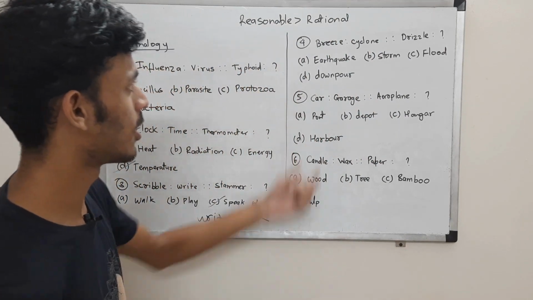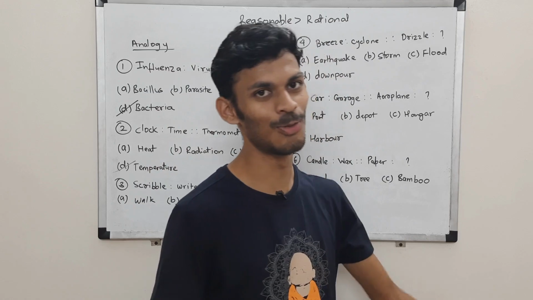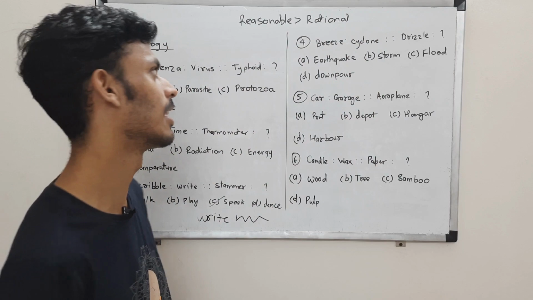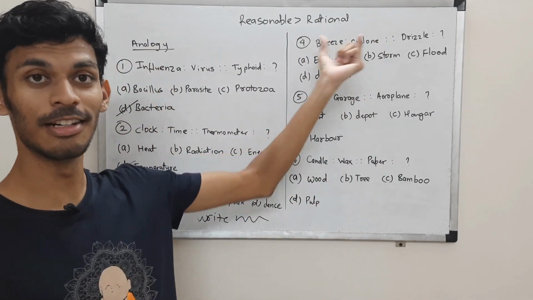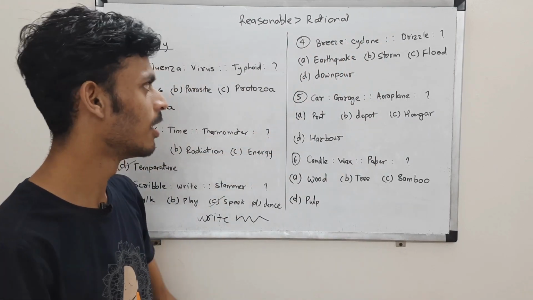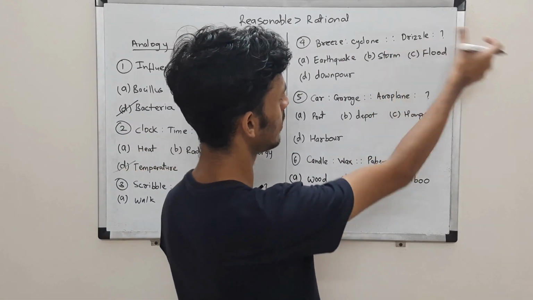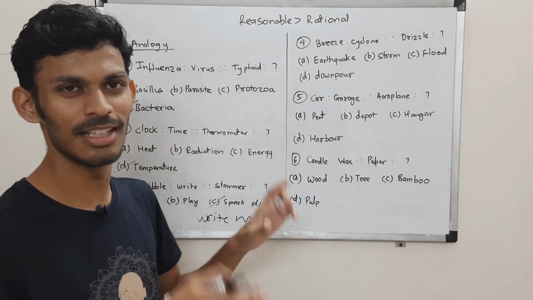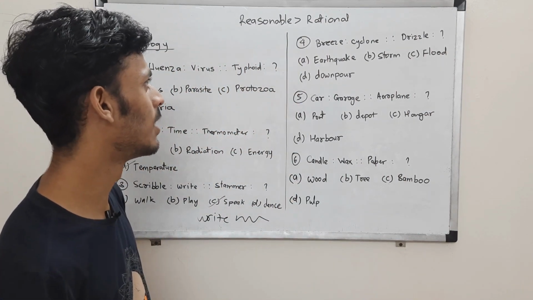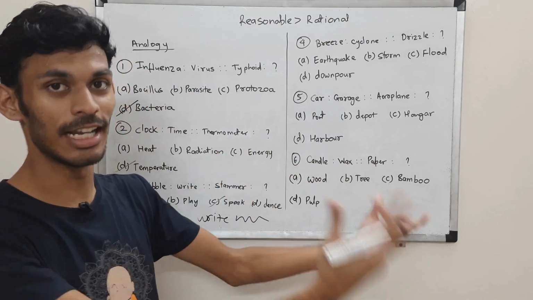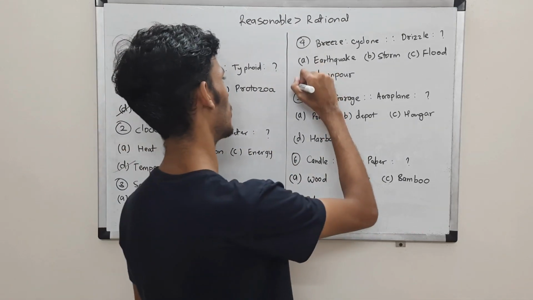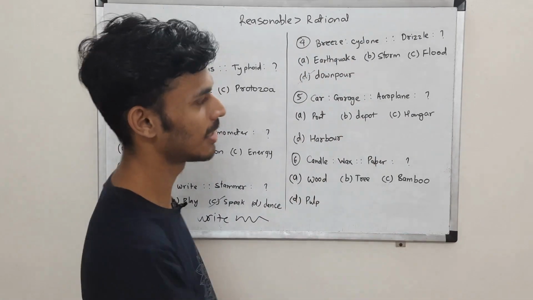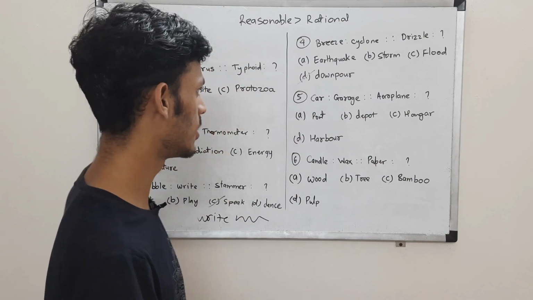Here breeze corresponds to cyclone, then drizzle corresponds to what? Breeze is something very light, and here the intensity is increased. Cyclone is the extreme version of breeze. So we are supposed to find the extreme version of drizzle. Drizzle is just a light rain, it's raining but just a light shower. The extreme version of that will be downpour. It's raining cats and dogs. So that's the extreme version of your drizzle.